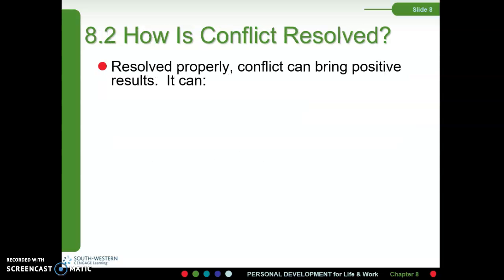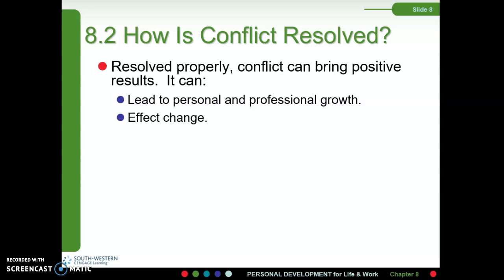How is conflict resolved? Resolved properly, conflict can bring positive results. Number one, it can lead to personal and professional growth. Again, it must be resolved positively and properly.